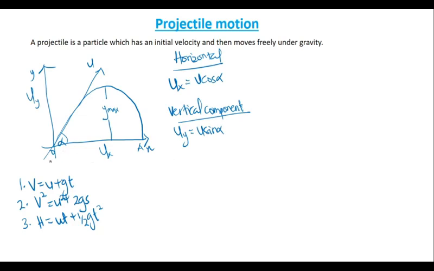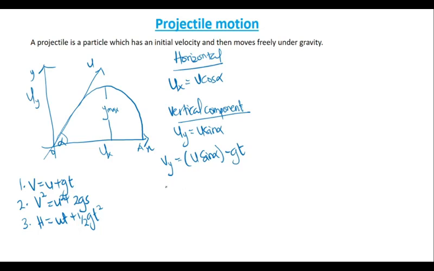Now mind you, the particle is going up, and if you are going up, you are working against gravity. So our gravity becomes negative instead of positive, as we see over here. So this whole formula for projectile motion can be rewritten as Vy, which is the final velocity, is equal to the initial velocity uy, or just u sine alpha, minus gt.